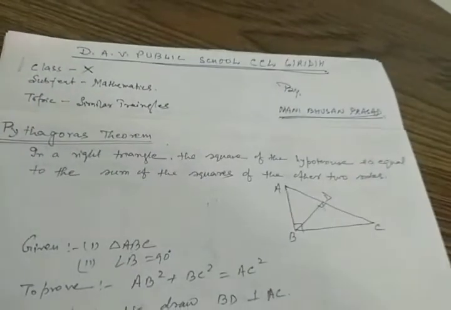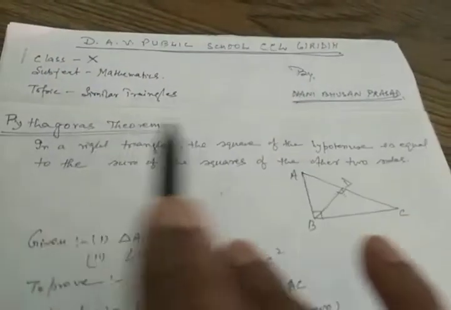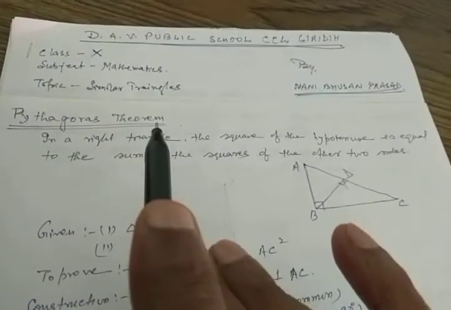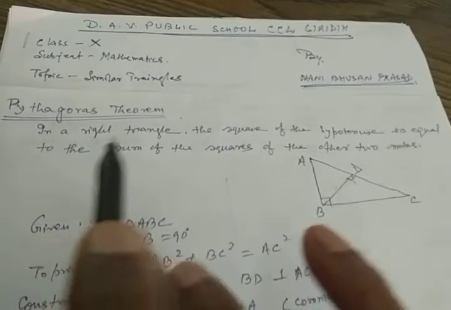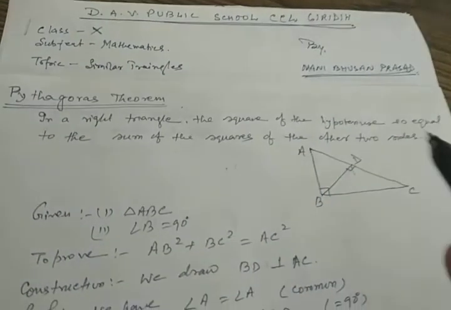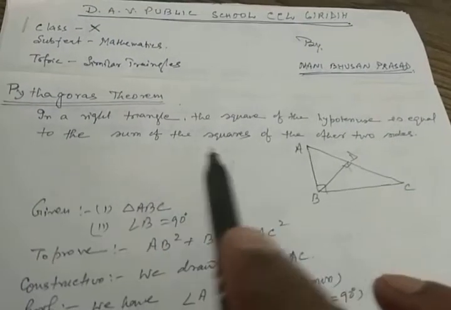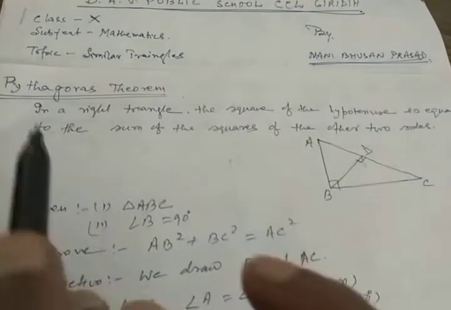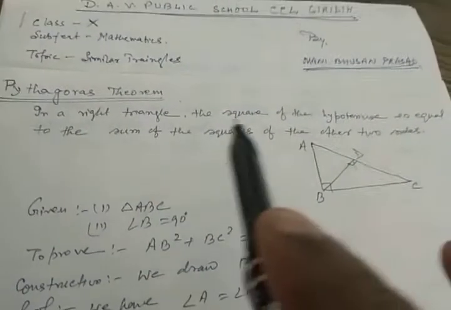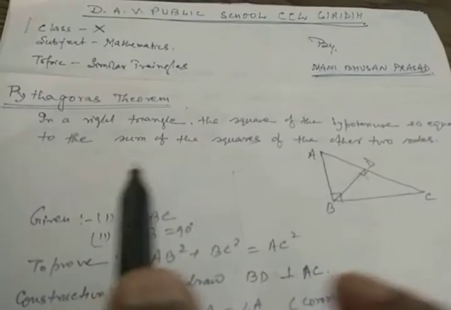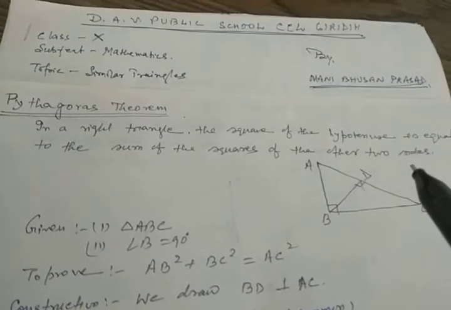The Pythagoras theorem. What is the statement of Pythagoras theorem? In a right triangle, the square of the hypotenuse is equal to the sum of the squares of the other two sides. So say, in a right triangle, the square of the hypotenuse is equal to the sum of the squares of the other two sides.